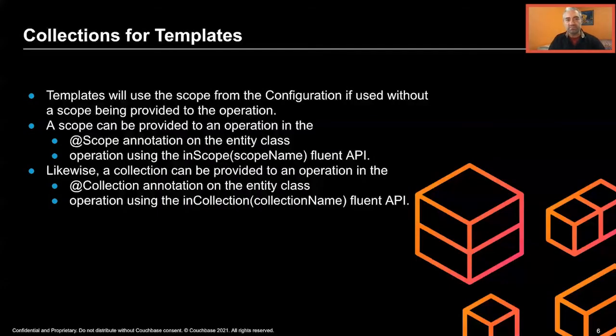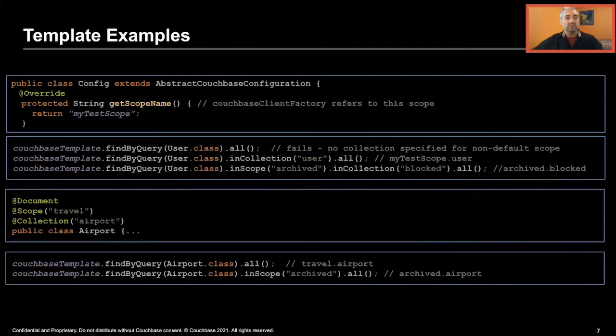For templates, here are some specifics about using collections in Spring Data templates. The templates will use the scope from the configuration if it's used without a scope being provided to the operation. The scope can be provided to an operation by using the @Scope annotation on the entity class, or on the operation using the inScope Fluent API. I'll show those in a bit. Likewise, the collection can be provided by the @Collection annotation on the entity class and the inCollection Fluent API call. So that's going to look like this.